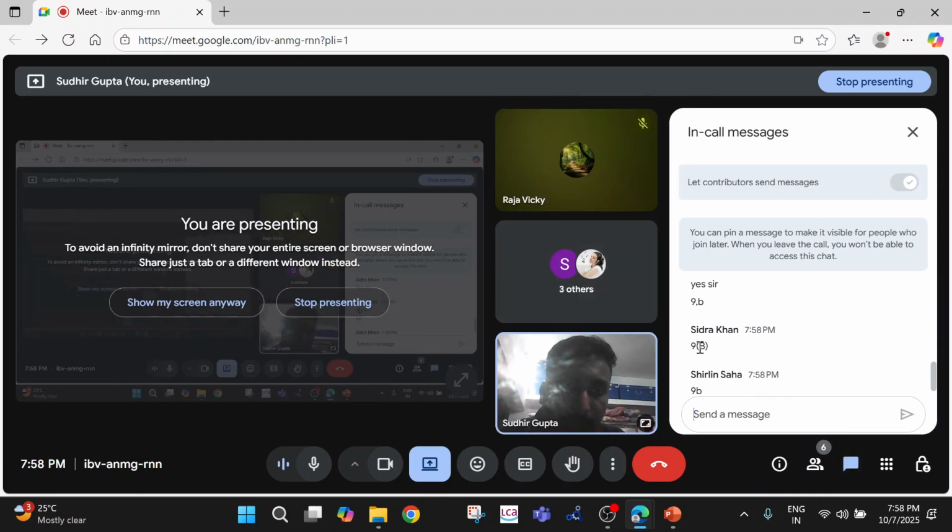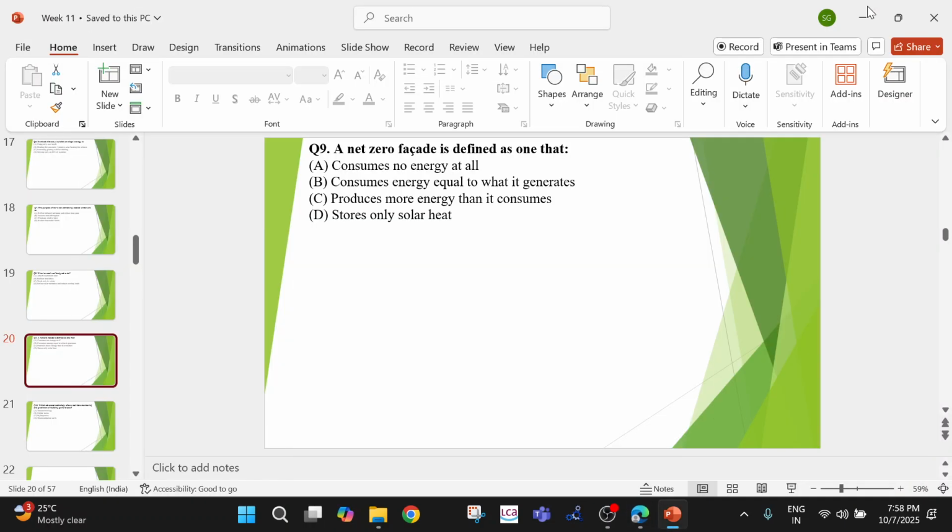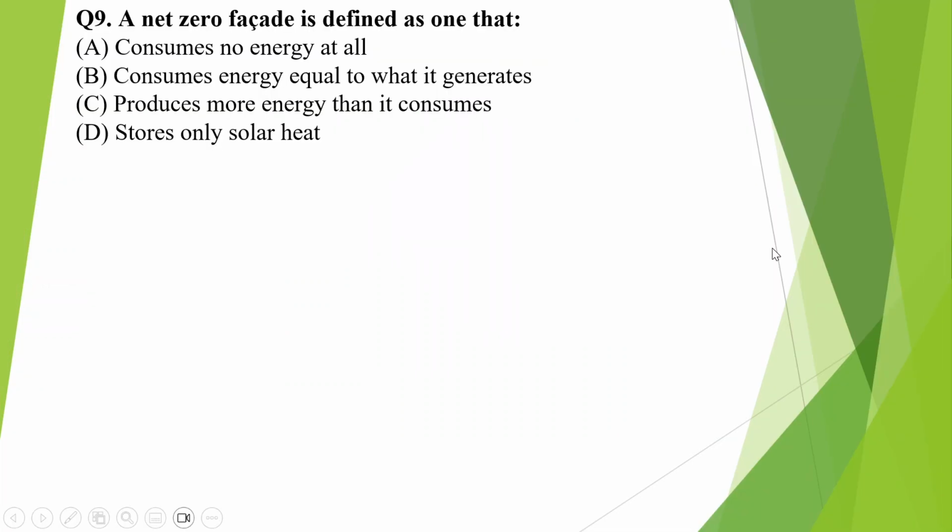9B, 9B, 9B. Yeah, all of you are correct, guys. The correct answer for question number 9 is 9B only. That is a net zero facade. It balances the energy used on the site with the site generation, often using integrated solar panels, wind turbines, or wind walls. So it can be generated there and used there. But the energy consumed will be equal to the energy it generates. That's why it will be net zero, not plus or minus.